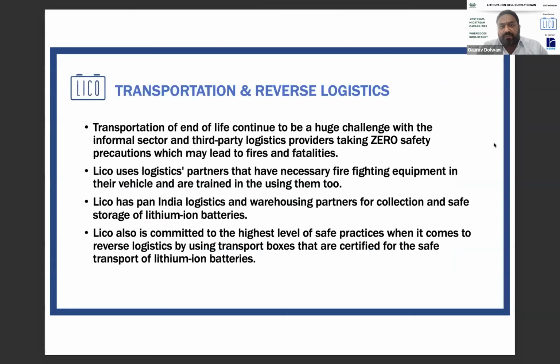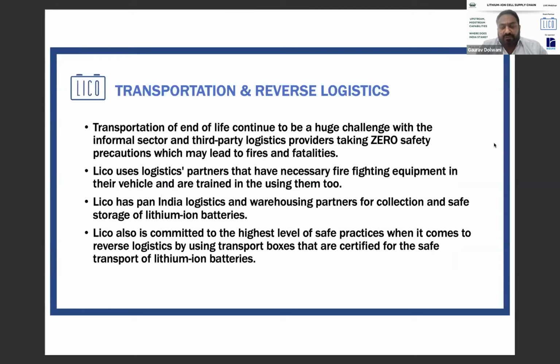In our opinion, the largest challenge that we are going to face in India is going to be the transportation and the reverse logistics for these batteries. The transportation of end-of-life batteries continue to be a huge challenge, with the informal sector and third-party sector providers taking zero safety precautions, which may lead to fires and fatalities.